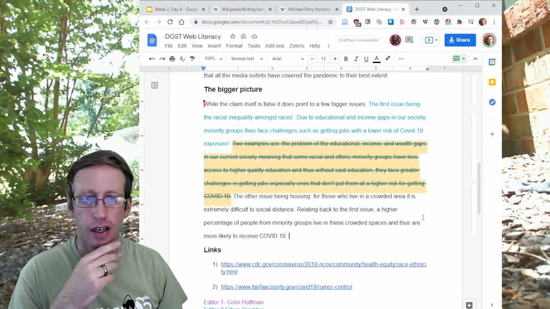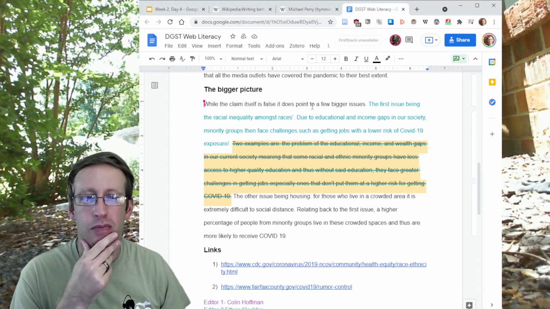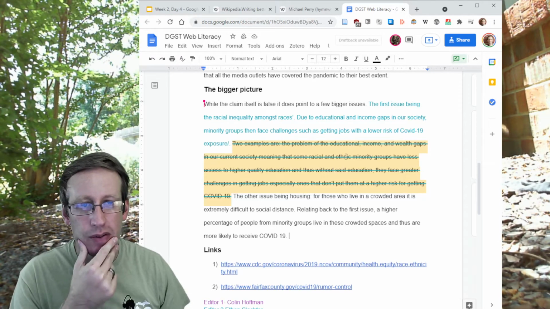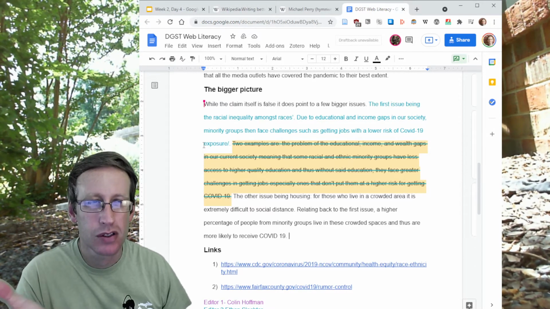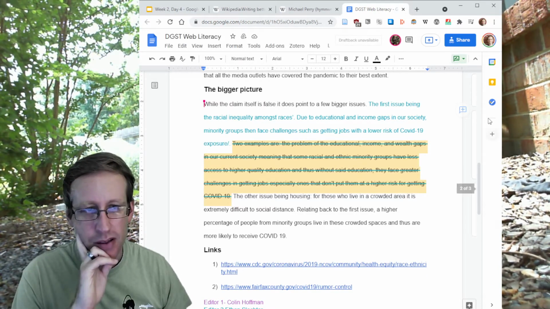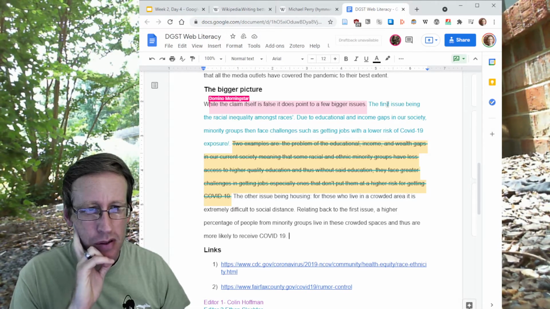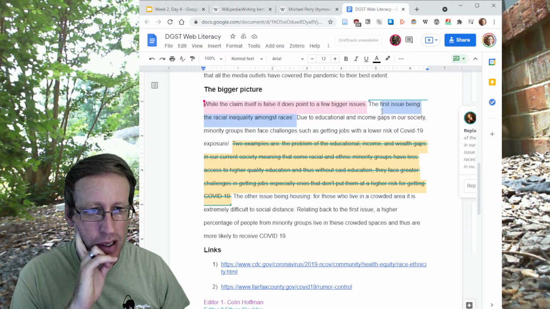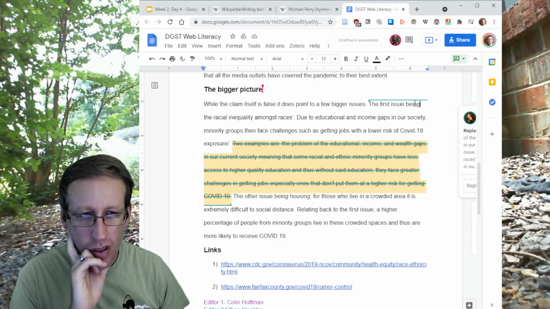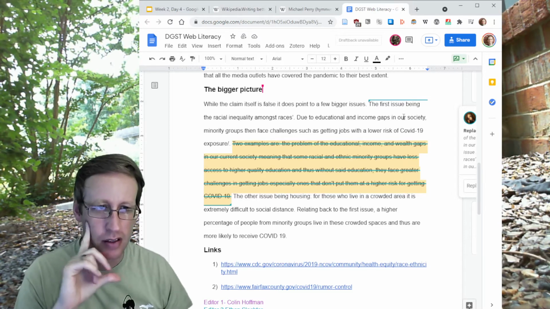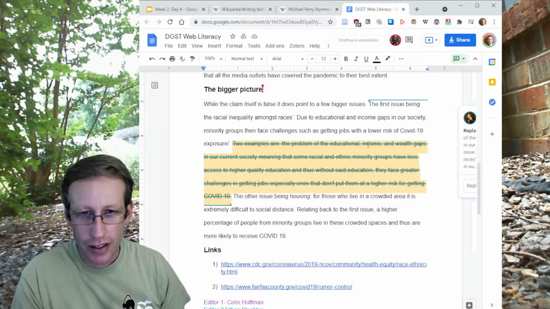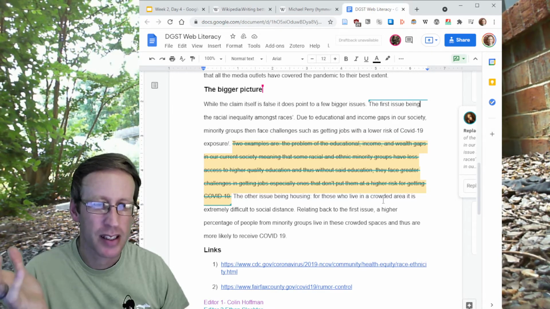So good. And I wonder if there's a more precise way to say this than point to. I mean, it does maybe resonate with a few bigger issues, or there are a few issues that are important to acknowledge related to inequality, something like that. But I think that's probably fine. Grammatically though, this one, the first issue being, this is actually a sentence fragment. Well, it's close to a sentence. The way you phrased it, it sounds like a sentence fragment. So a stronger way to say this might be the first issue is racial inequality among races. I think that's what you meant, right?